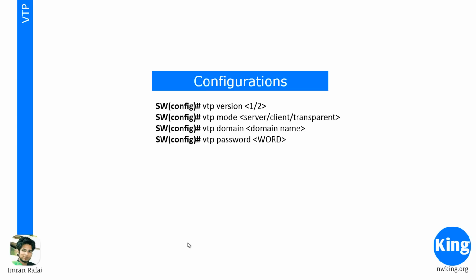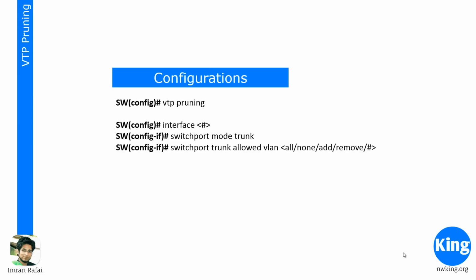Right. So the next topic, so these are the things. VTP configuration: VTP version number 1 or 2, VTP mode server, client, or transparent. Like I said, if you put it in transparent mode, it is not going to update its own VLAN database, but it is going to pass those advertisements to the neighboring devices. VTP domain name, set a domain name. VTP password, just have to put a password. Next, we talk about VTP pruning.